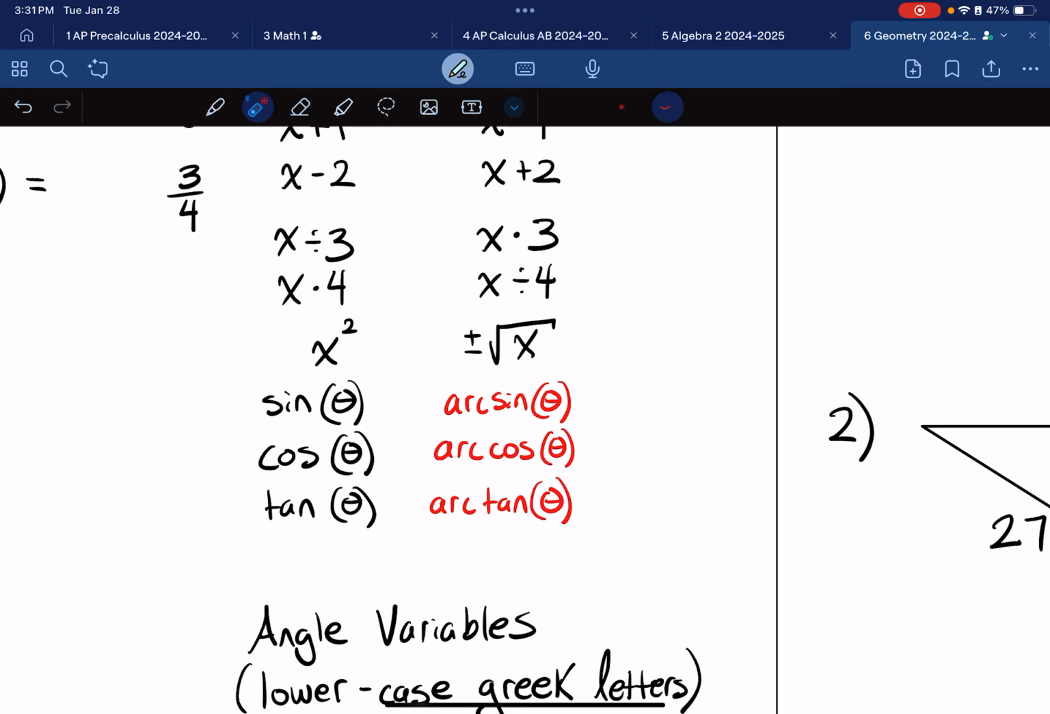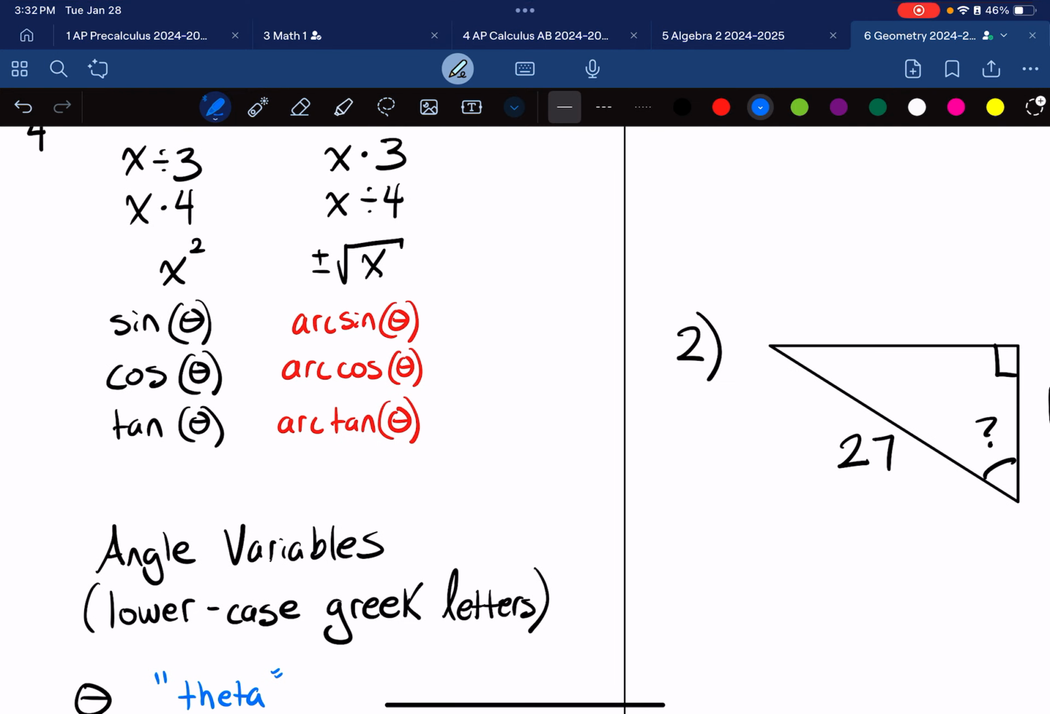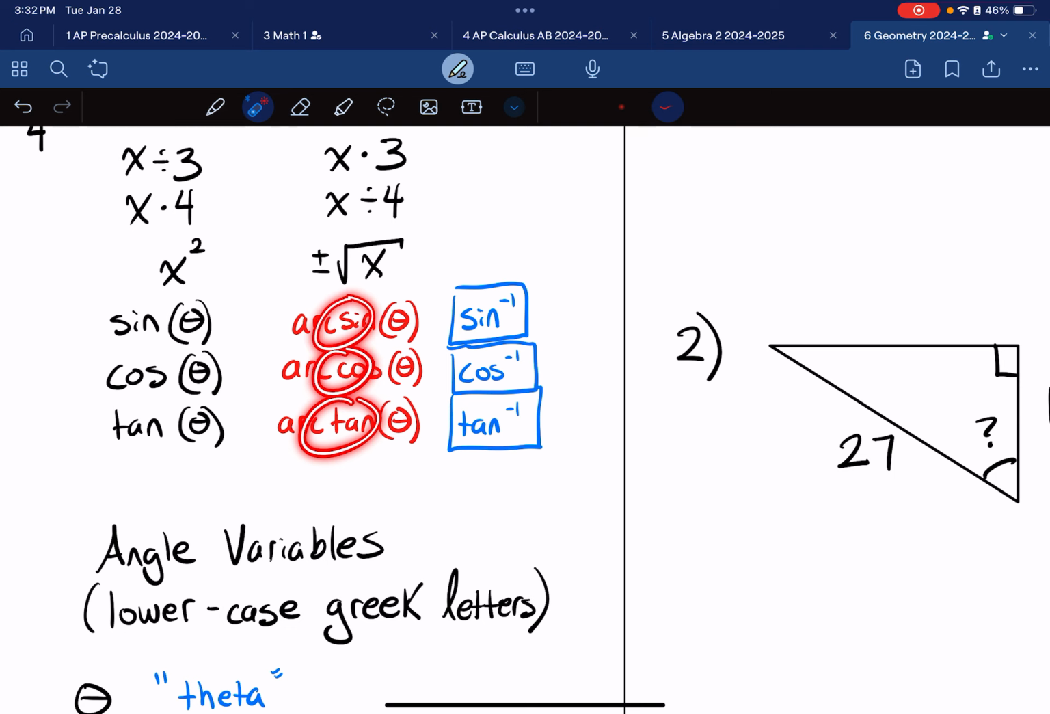On a calculator, you will not see these buttons because this is way too long to put on a tiny little button. So instead, the calculator will have this notation where they'll say sine to the power of -1. So that's the button that you're looking for, or they'll have cosine to the power of -1. That will be the other button. Or they'll have tangent to the power of -1. These mean arc tangent, arc cosine, arc sine.